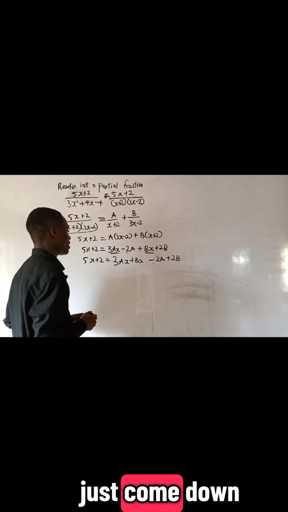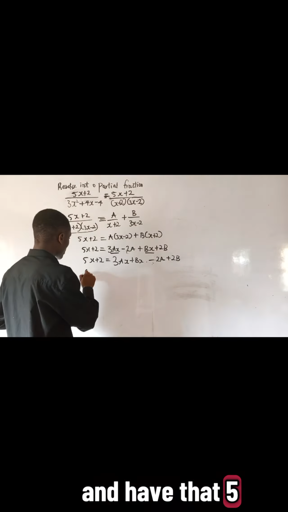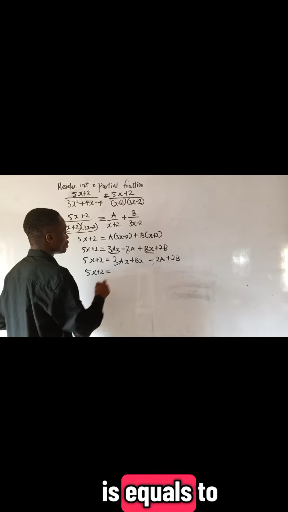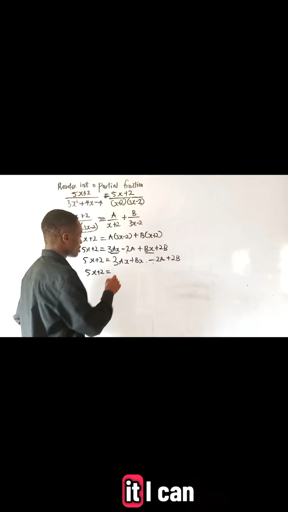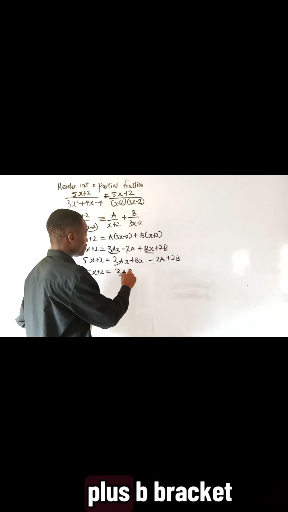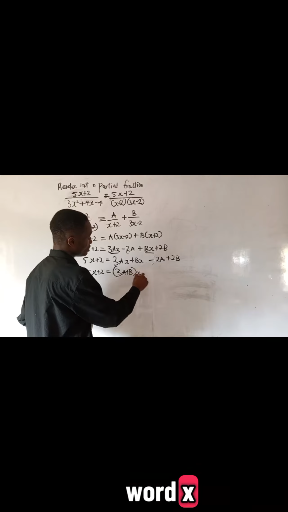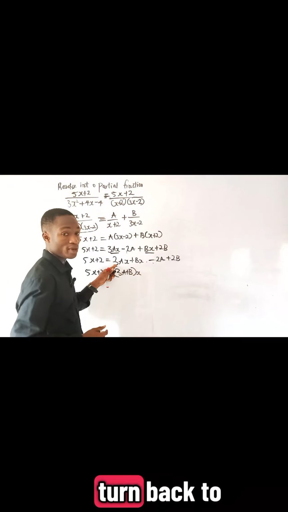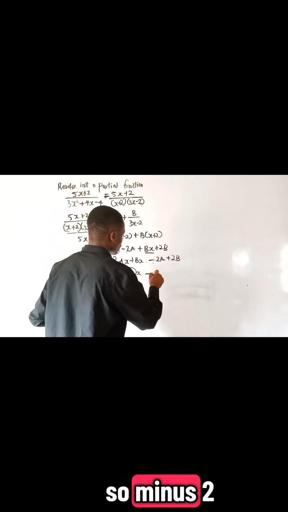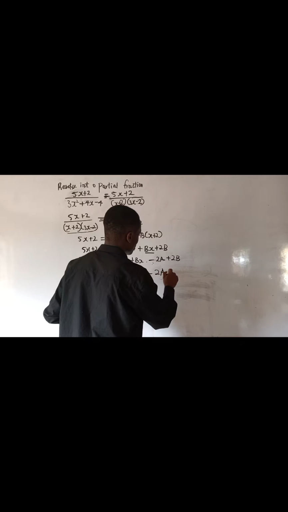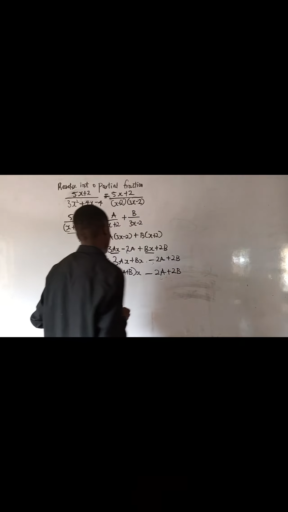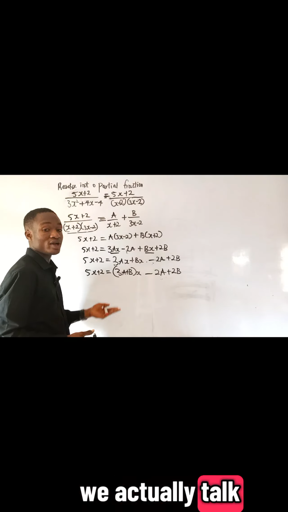Now, we can just come down and have 5x plus 2 is equals to, now the terms carrying x, something is common, so I can factorize it. I can have 3a plus b, bracket x. Multiplying it back, we return to the same thing. So minus 2a plus 2b. Now, how do we actually solve at this point?